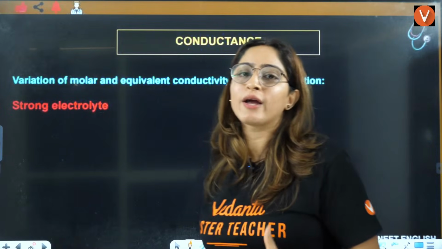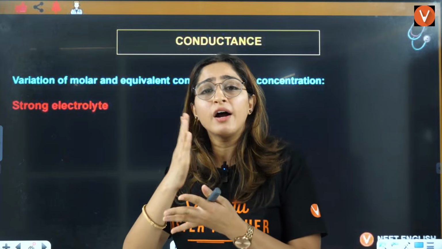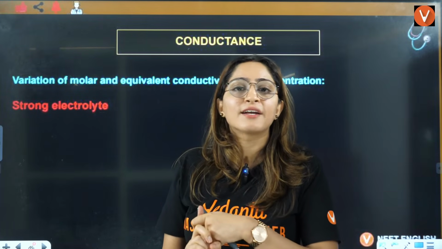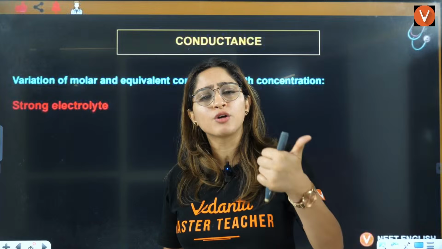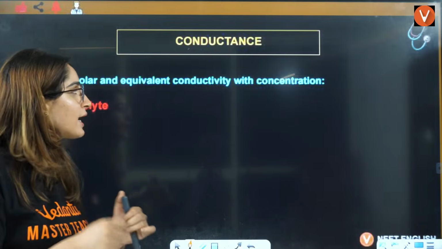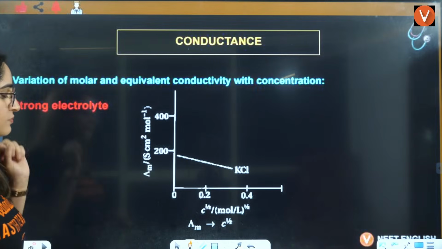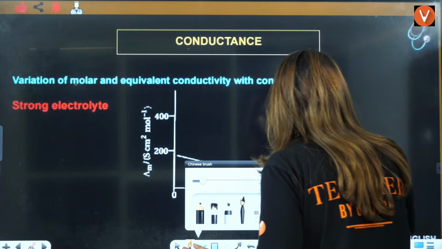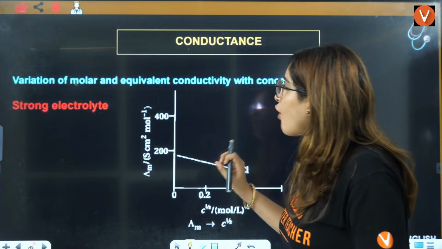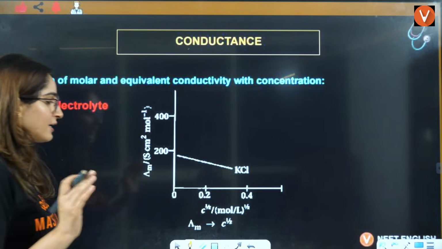If you talk about strong electrolyte, what is that? 100% dissociation is there. Like if you have 100 molecules, all these 100 molecules will get dissociated here. That is for strong electrolytes, like strong acids, strong bases, salts, all these are strong electrolytes. Now, let's understand what is going to happen here. So, this is with dilution, what is happening to molar conductivity. This we are talking for strong electrolyte. For strong electrolyte, what we observed is that this is directly proportional.